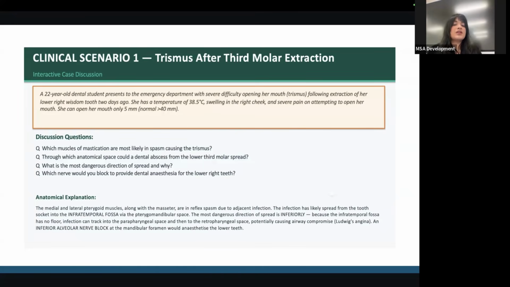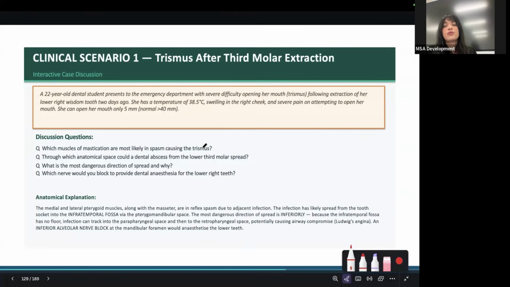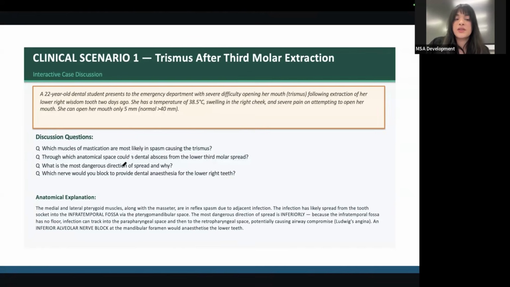So, which muscles of mastication are most likely in spasm? Through which anatomical space would a dental abscess form from the lower third molar spread? What is the most dangerous direction of spread? And what block would you provide? Okay? So let's read. The medial and lateral pterygoid muscles, along with the masseter, are in reflex spasm due to adjacent infection. The infection likely spread from the tooth socket into the infratemporal fossa via the pterygomandibular space.